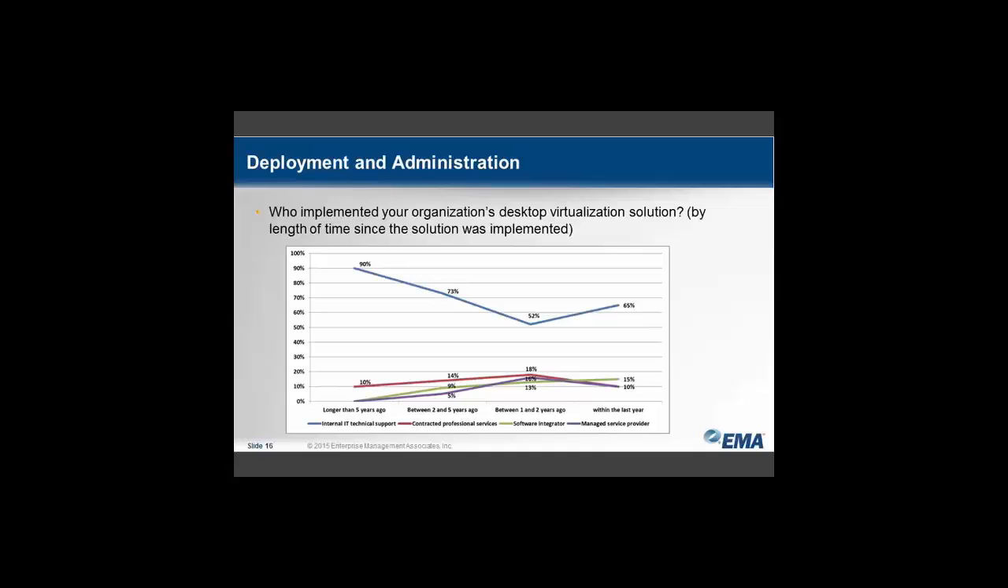Switching gears to deployment and administration, we asked respondents to identify who initially deployed their desktop virtualization solutions. While internal IT technical support continues to dominate implementation processes, as you can see, there is a consistent trend towards reversing that. Increasingly, external professional services and software integrators and managed service providers have been employed to implement solutions. This trend is at least partly due to the fact that small organizations with limited IT support resources are increasingly adopting desktop virtualization solutions.